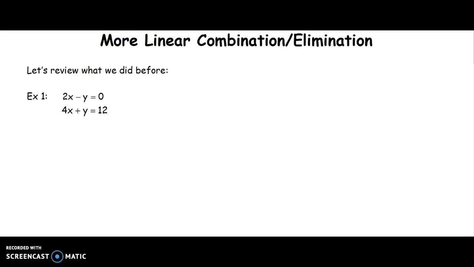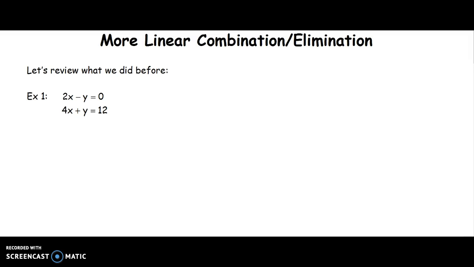Today what we're going to do is we're going to take what we learned yesterday and add one more step. So let's review first what we did yesterday. So remember, our main goal is to make sure first our variables are all lined up. So your x's are lined up, your y's, your equal signs, and your answers. Then you have to look to see what variable can I eliminate, which one can I get rid of.